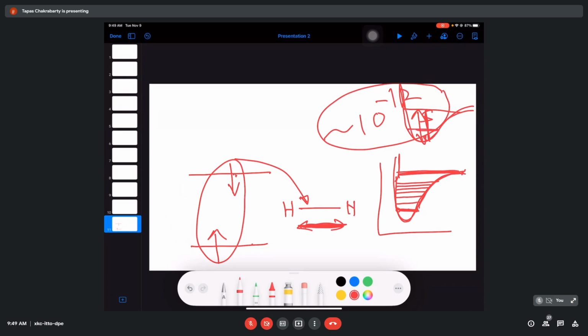It means that you have made an excitation here, from the ground state to the first excited state. Now, what I'm saying is that if this excitation energy, when the molecule is coming down, the molecule drops at this region, then that energy is sufficient for breaking this chemical bond.